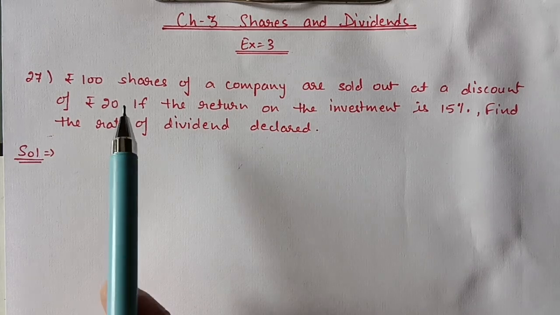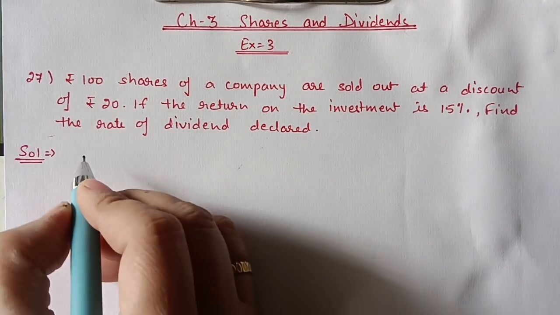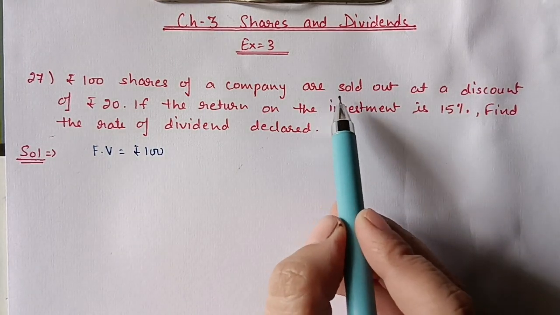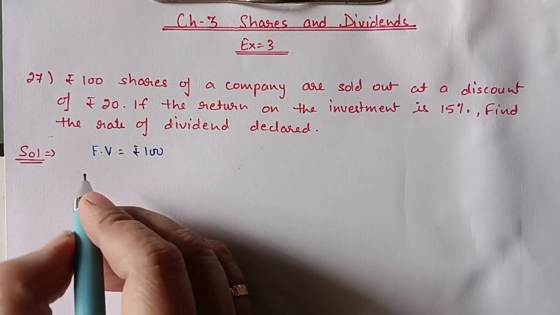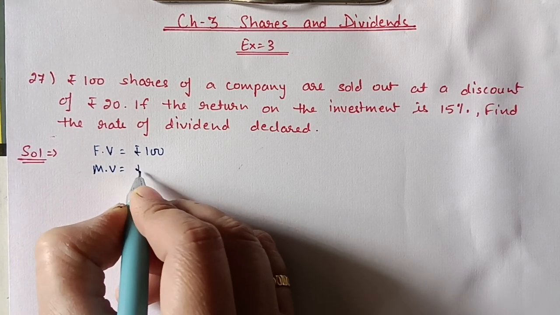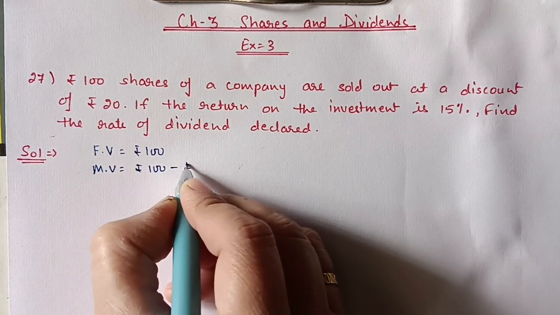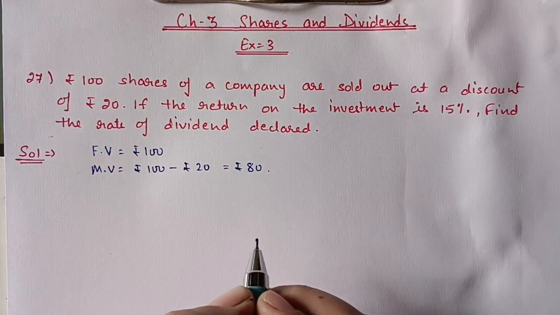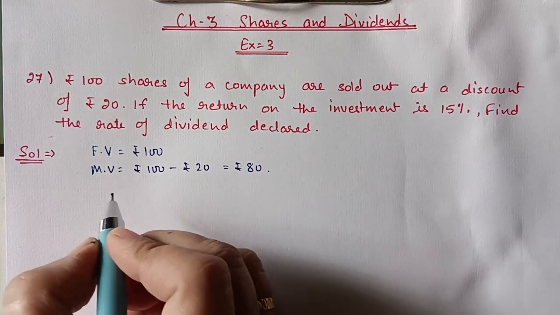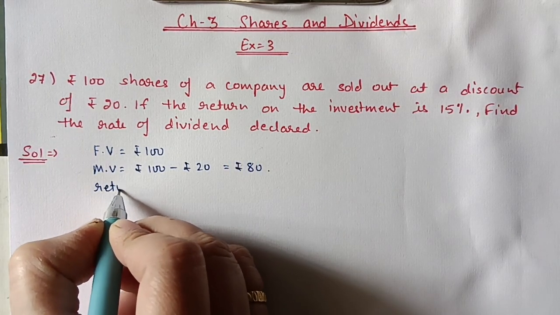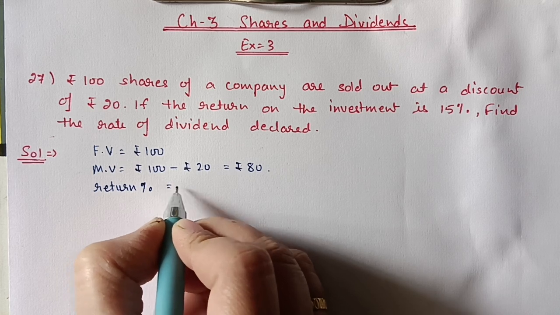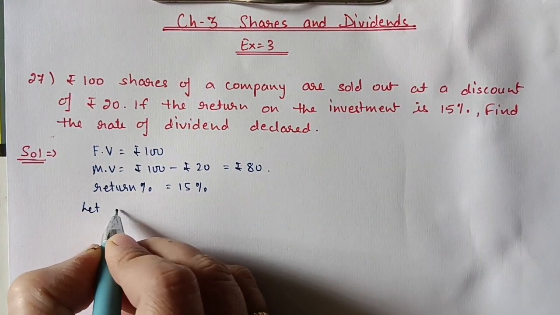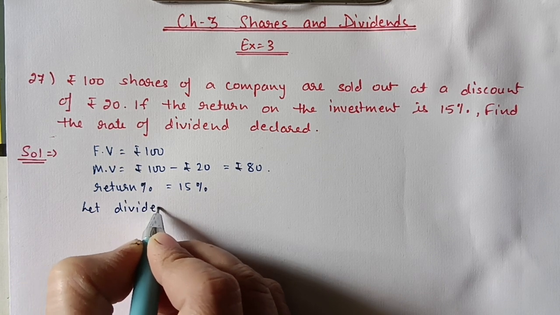So here it is given 100 rupees share, which means the face value of the share is 100 rupees. And it is sold at a discount of 20 rupees, which means market value is equal to 100 rupees minus 20 rupees, so 80 rupees is the market value for this share. The return percentage is given as 15%, and we have to calculate the dividend percentage. So let the dividend percentage be X.